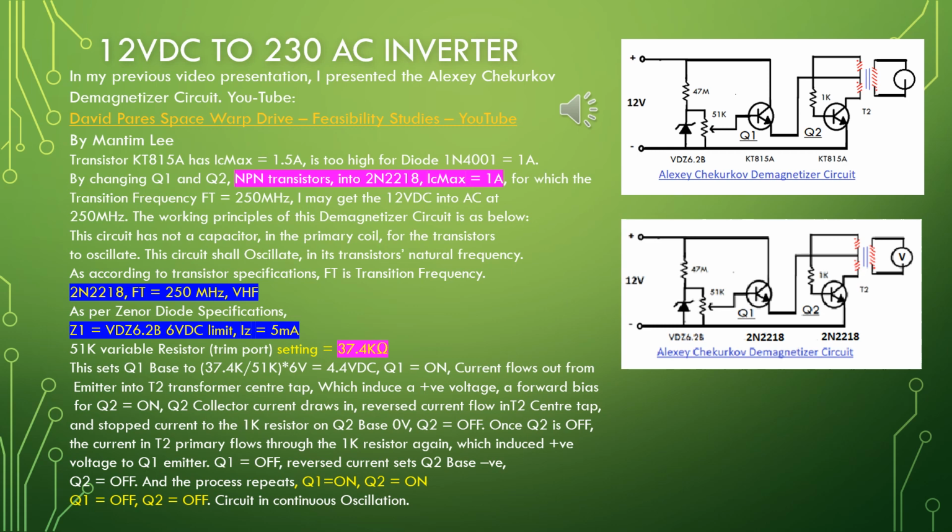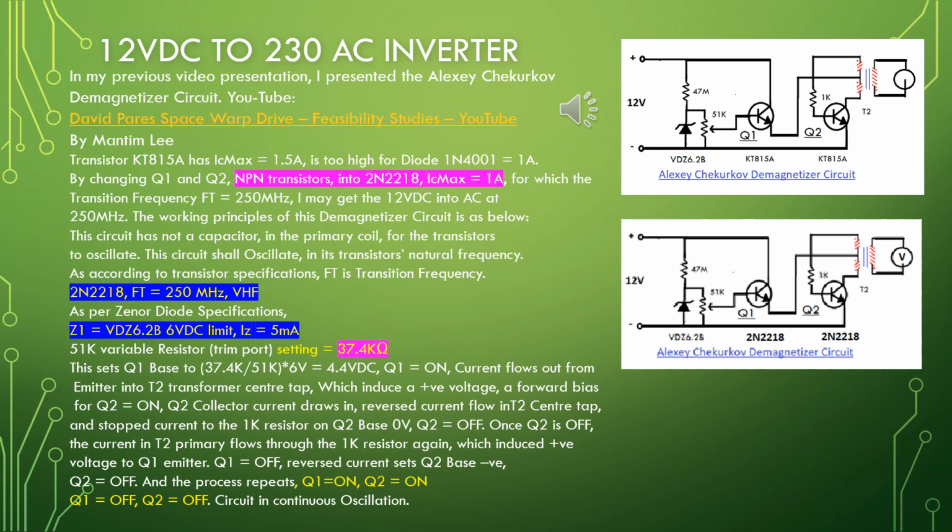As per Zener specifications, Z1 equal to VDZ 6.2B, 6 volt DC, limit IC equal to 5 milliampere. 51K variable resistor, trim pot, setting at 37.4 kilo ohm. This sets the Q1 base to 37.4K divided by 51K times 6 volt equal to 4.4 volt DC. This voltage, Q1 is on.